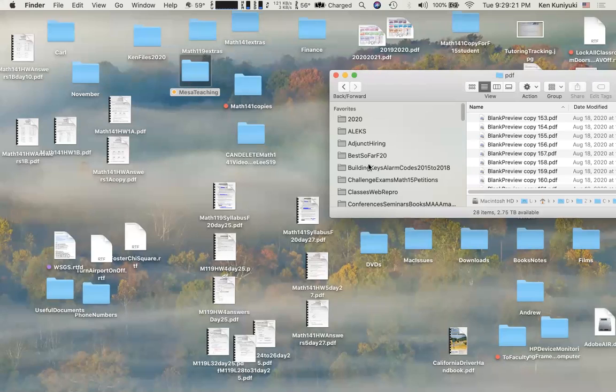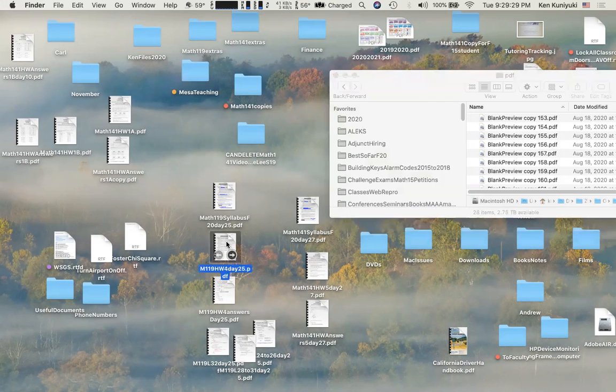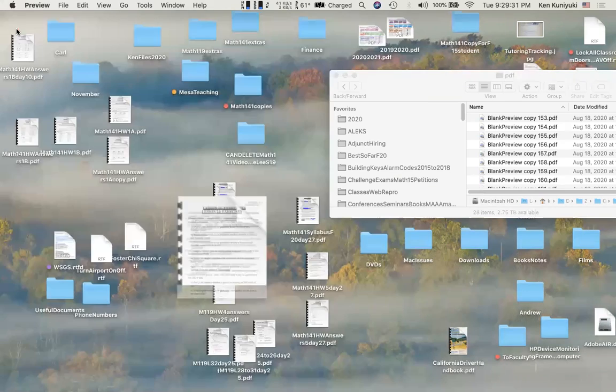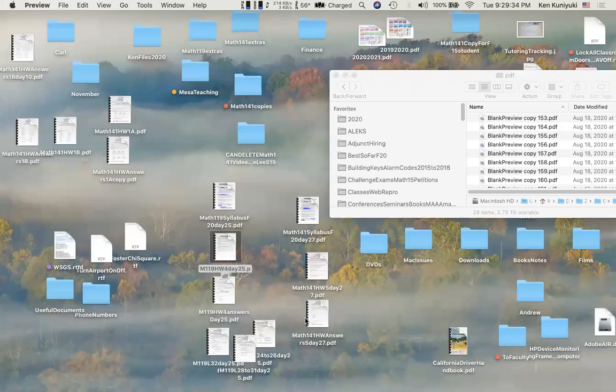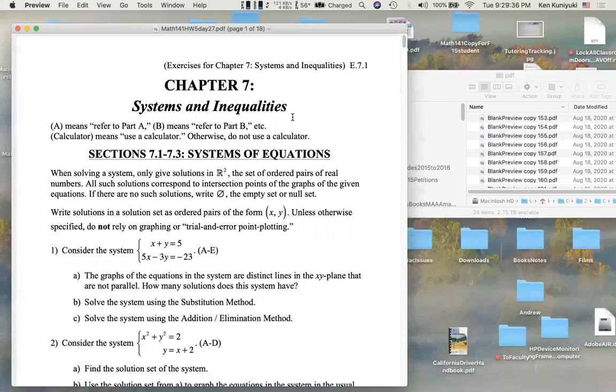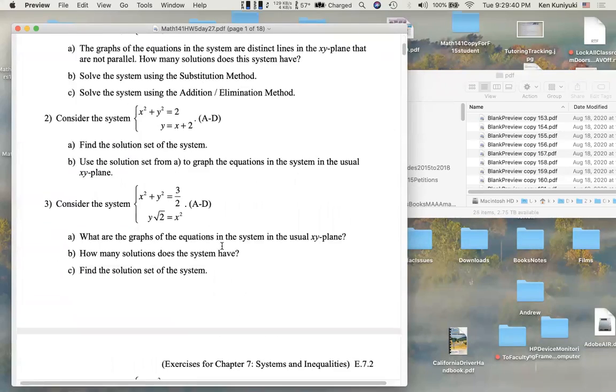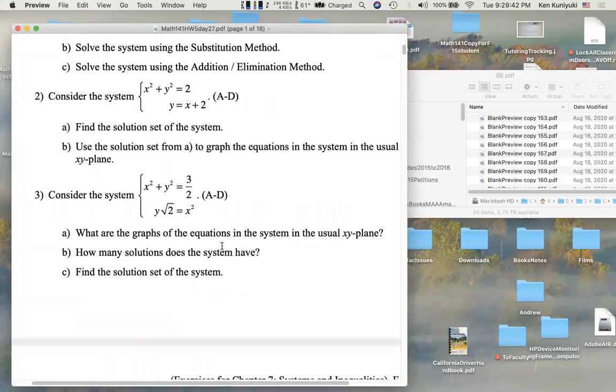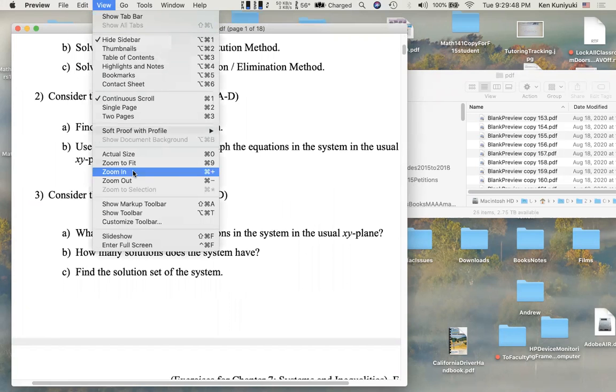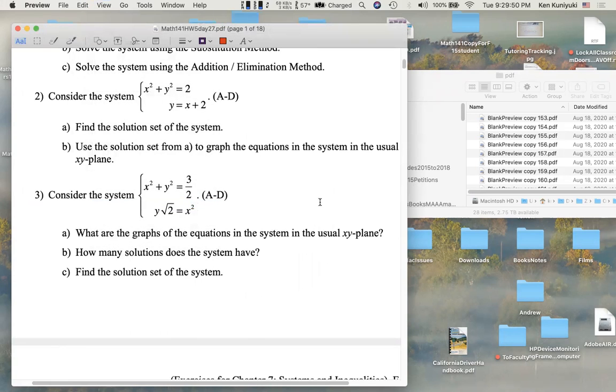Okay, so let's see, 7.1, number 3. Here we go, 141. All right. Okay, what are the graphs of the equations? Okay, so we're looking at this over here.